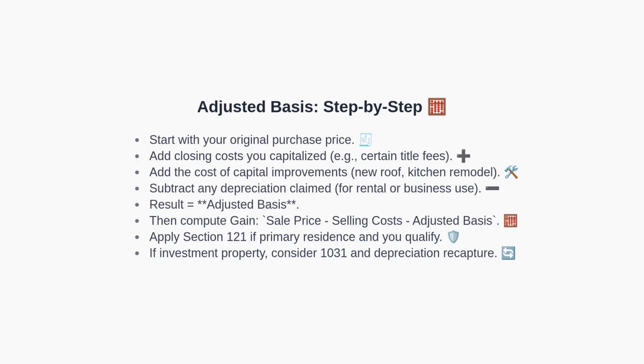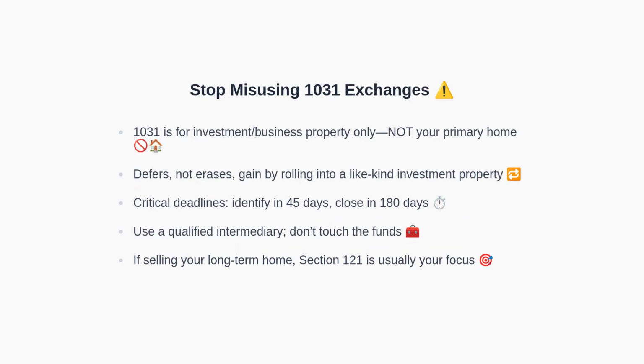Then subtract your adjusted basis. If the property qualifies as a primary residence and you meet the rules, apply Section 121 to exclude up to the allowed cap. If it is an investment property, consider whether a 1031 exchange might be appropriate and account for potential depreciation recapture.